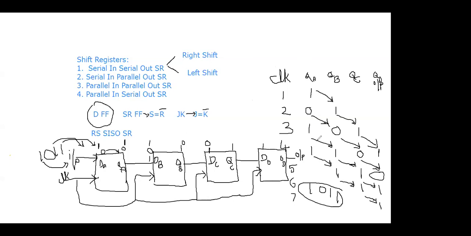So if you want to send 4 bits, how many clock pulses are necessary in this serial in serial out shift register? Totally 7 clock pulses. So the propagation delay is very much high in this serial in serial out shift register. To avoid that only, we are going for the other 3 types of shift registers.